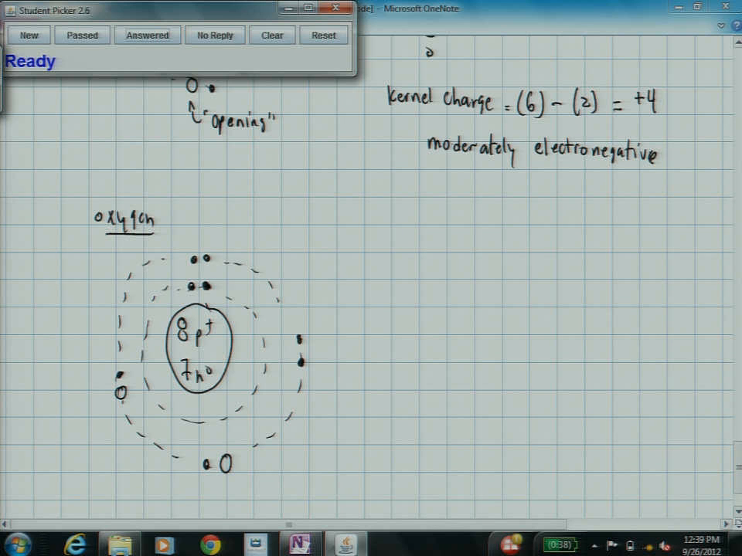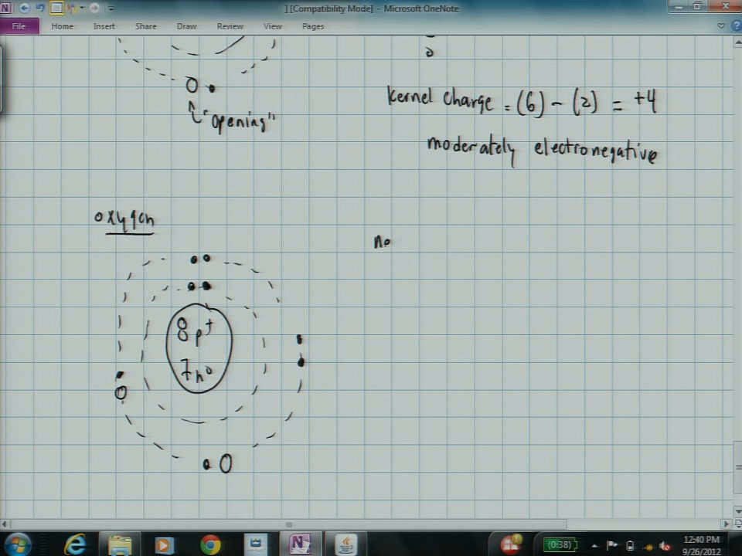Let's see. I should have thought about this one. So Jessica, tell me, how many covalent bonds does it want to make? I got 2. That's exactly right, okay? Because it just needs to share 2 more, and it will be a happy atom. So it needs 2 electrons for a full outer shell. Therefore, we'll make 2 covalent bonds.